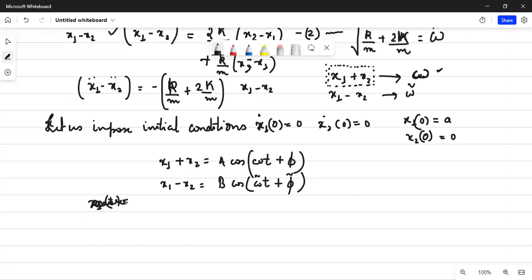Now let us try to impose the condition. First condition is x1 at 0 equal to a, x1 dot equal to 0, x2 at 0 equal to 0, and then you have x2 dot at 0 equal to 0. Okay, so now you use these two conditions.